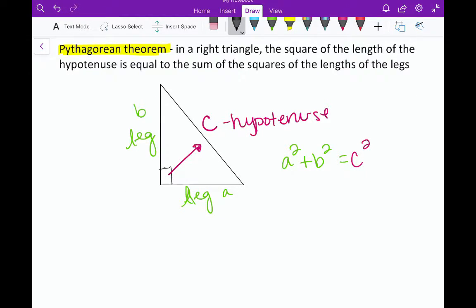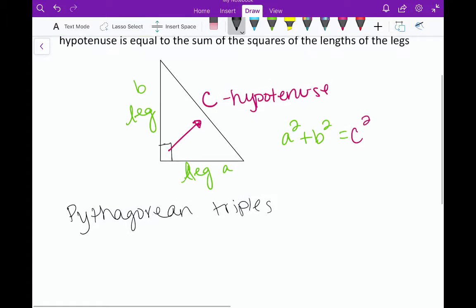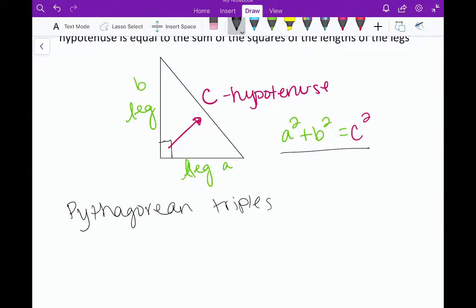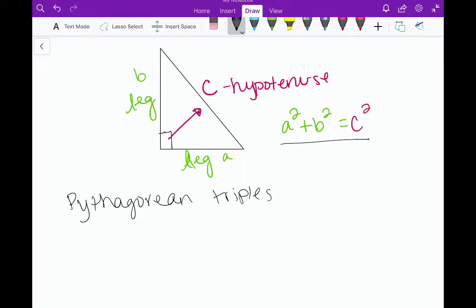The other thing you need to know about right triangles is that there are these things called Pythagorean triples, and these are three whole numbers that fit the equation a squared plus b squared equals c squared. It's very helpful to know these because if you see two of these numbers on a right triangle, then you should already know the third.